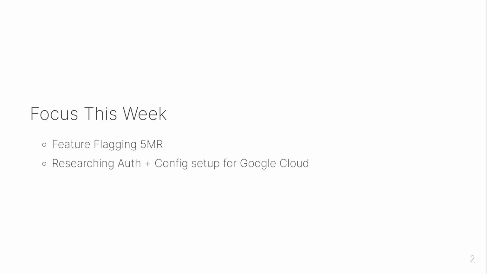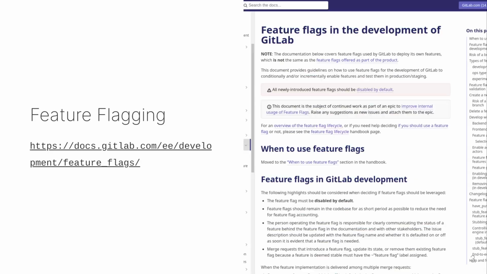This week, progress was made in two areas. One, feature flagging, and the next was researching Auth and credential setup for Google Cloud. Feature flagging, it was an amazing experience to use what's already there. So the idea here was to put all the incubation work that I'm doing behind a feature flag so that I can merge my small MRs into the main code base in small iterations, right?